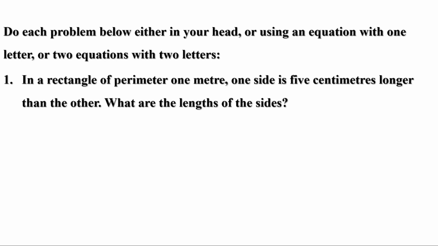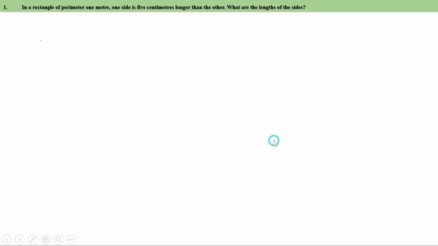Or we can do it using an equation with one letter. Let the shorter side be x centimeters. Then what is the longer side? It is 5 centimeters more than the shorter side. That means it is x plus 5 centimeters. So let us take the sides as x and x plus 5 centimeters.